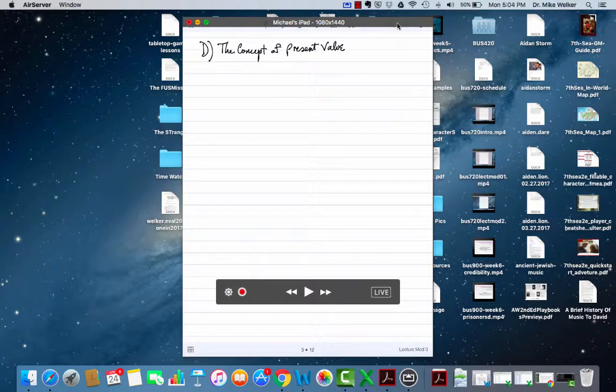We want a way to relate the cash flows, though, that occur at different points in time. We want to relate cash flows in different time periods so that we can construct this utility function accurately.